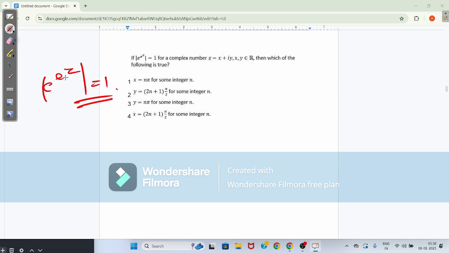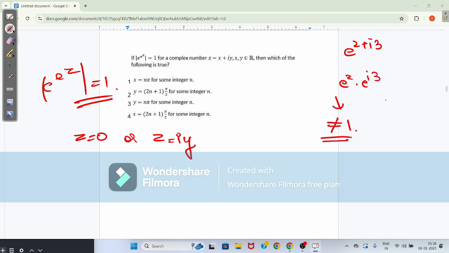Now in this value, z should be equal to 0, or z should be equal to iy. Then only this value becomes 1. Why? Because consider e power 2 plus i3, so e power 2 into e power i3. This value is not equal to 1 every time. This value is always equal to 1 here, so we have to consider e power i equal to 1 only.